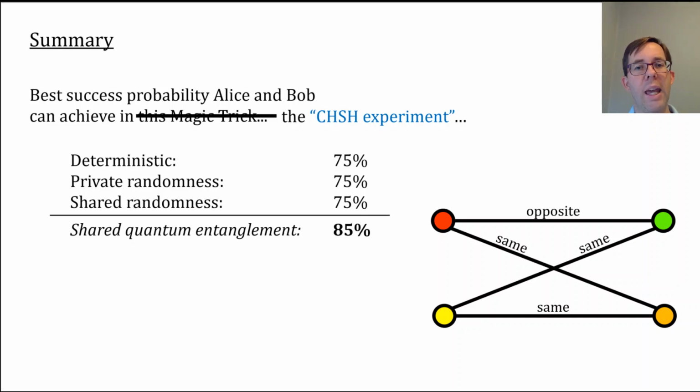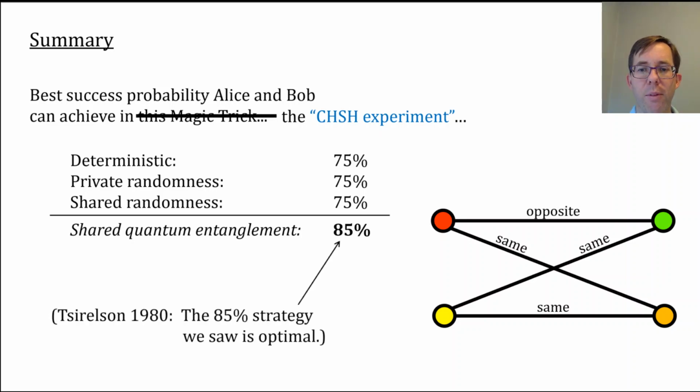On one hand, 75% versus 85%, these numbers are not too different, but the amazing thing is that they are different. 85% is strictly better than 75%, so it shows a real quantum advantage, something they can do quantum that they cannot do at all, even with quite a liberal notion of probabilistic behavior.